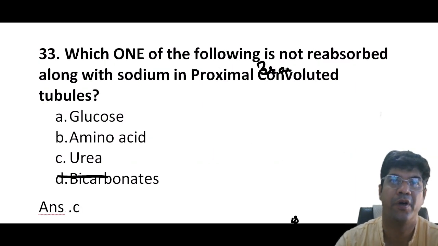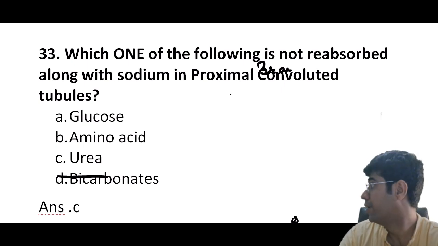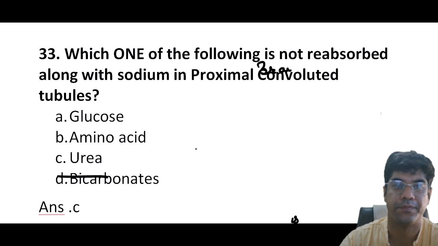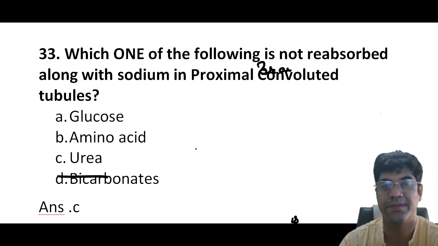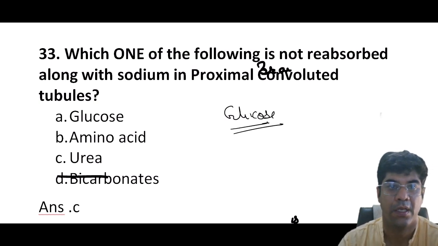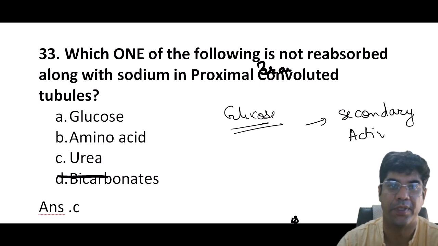Coming to the next question, which one is not reabsorbed along with the sodium in proximal convoluted tubule? The answer is urea. In the proximal convoluted tubule, the sodium is reabsorbed along with several other substances. Glucose, remember, is reabsorbed by sodium glucose co-transport. Sodium and glucose are reabsorbed together in the PCT through a process that is known as secondary active transport.